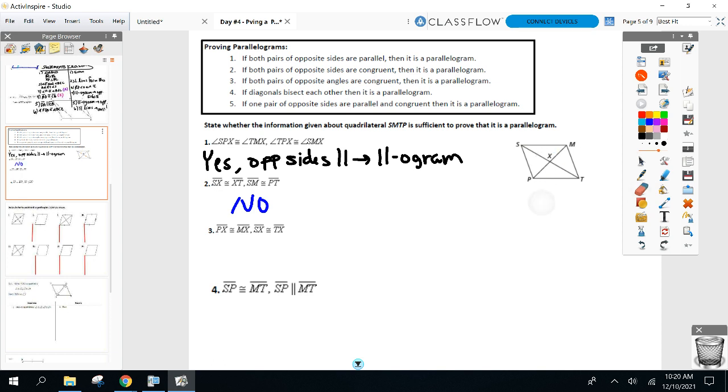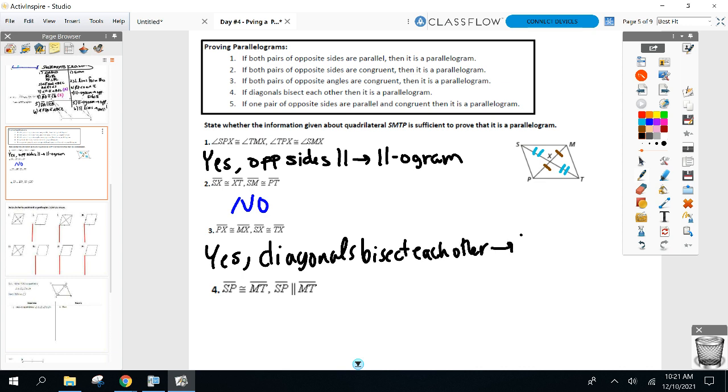All right, let's keep grinding. What do we got? PX, MX, SX, TX. Good enough to say it's a parallelogram? Yes. Because the diagonals bisect each other on this one. Good. Diagonals bisect each other implies a parallelogram.